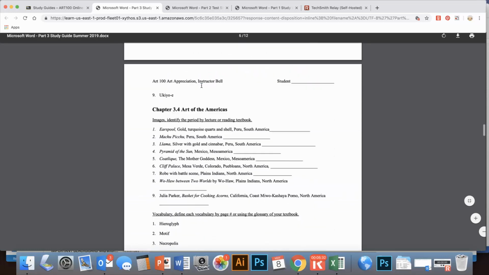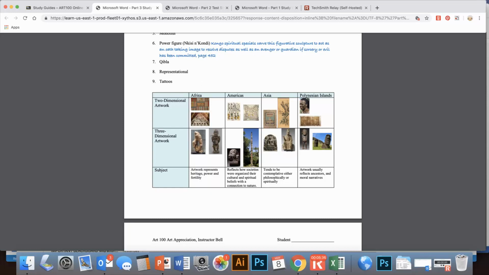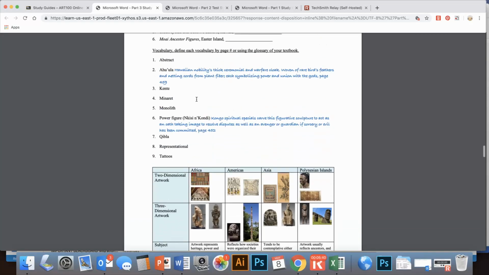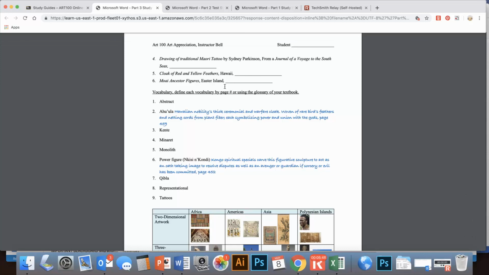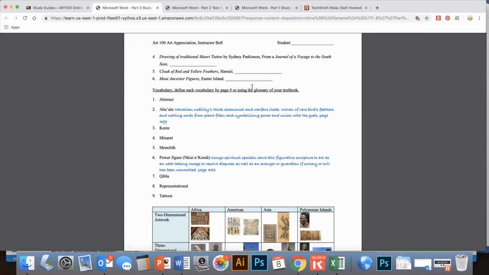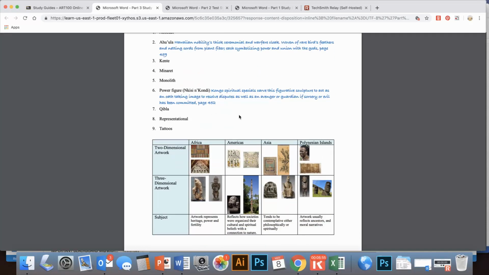That one, let me scroll down. Instead of art period, it's location. So when you see that image, again, the images are going to be italicized, like you can see here, the Moai ancestral figures on Easter Island. So you would want to write Polynesian islands there for all of those. Let me see what else.